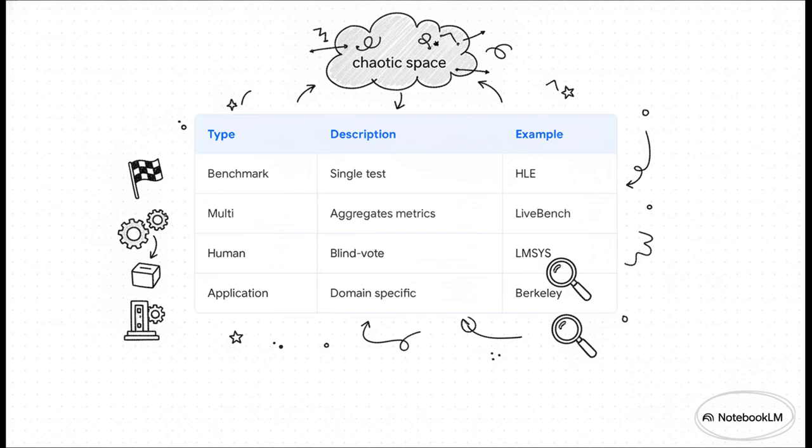So to navigate this pretty chaotic space, we turn to leaderboards. And these generally fall into four categories. First, you've got benchmark-specific boards, which rank based on a single test, like the HLE leaderboard. They're a bit narrow. Then you have multi-benchmark boards, like LiveBench or Artificial Analysis, which aggregate multiple capabilities. Third, we have human preference boards, like the LMSYS Chatbot Arena, where users blind vote on responses. And finally, application-specific boards that focus on one domain, like the Berkeley Function Calling Leaderboard. Now, if you're an engineer, multi-benchmark and human preference boards are generally going to be your most useful tools for filtering down candidate models.